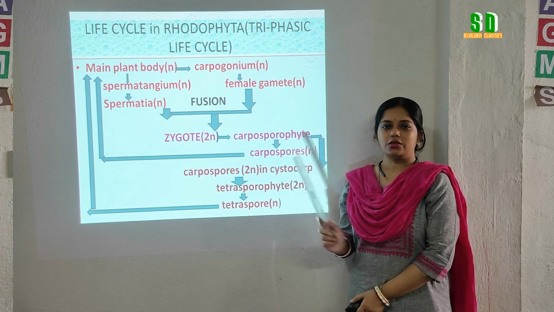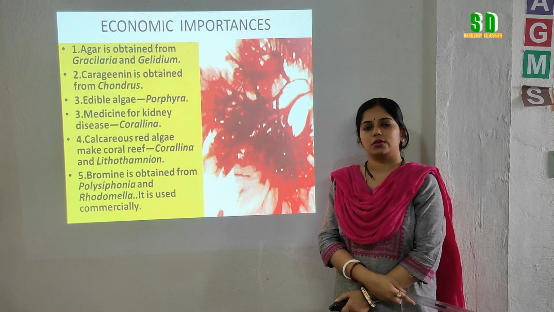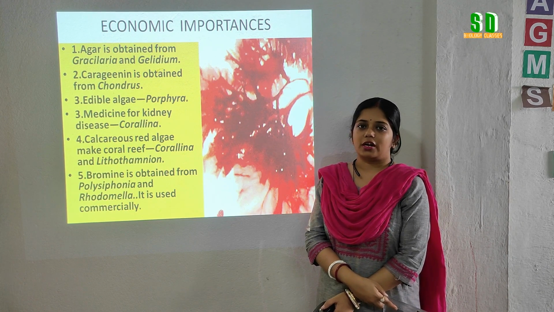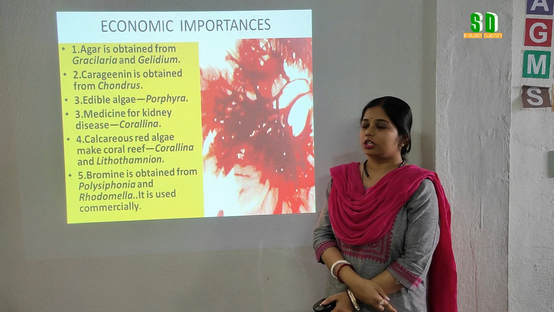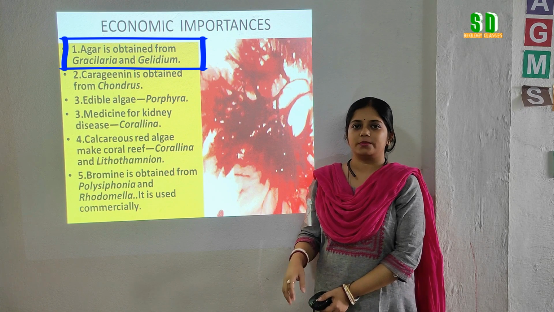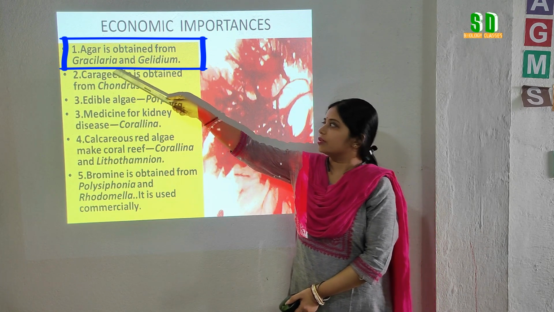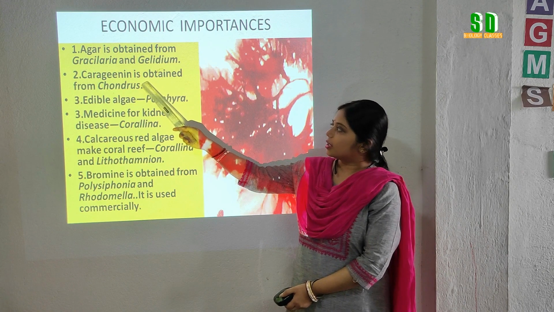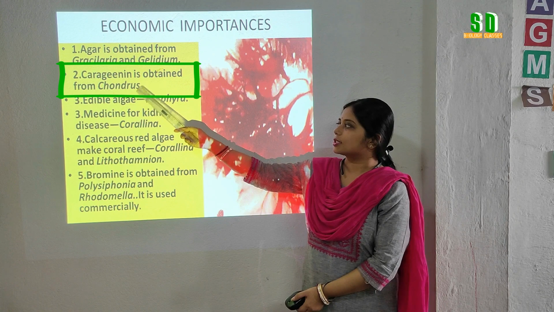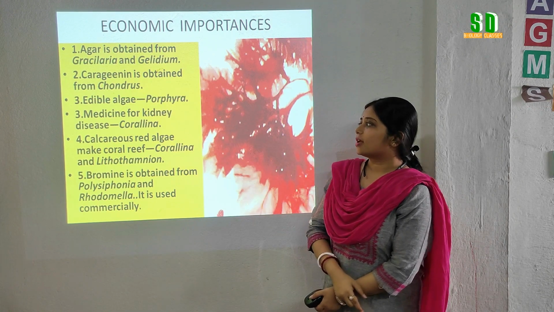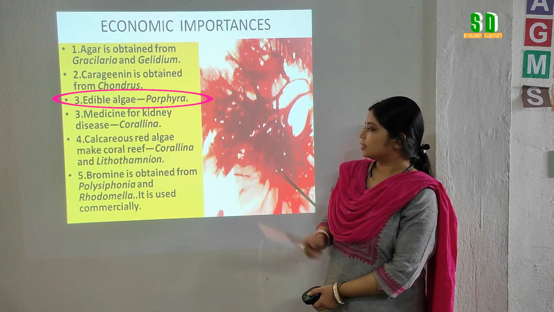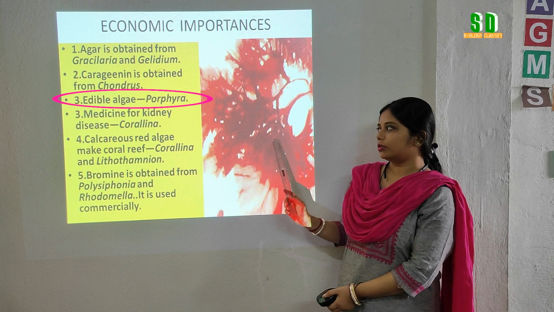Now we will talk about some of the economic importance in the members of Rhodophyta. Different members of Rhodophyta are economically very important. For example, agar is a gelatinous substance that is used as the culture medium, obtained from Gracilaria and Gelidium. Another important substance, carrageenan, is obtained from Chondrus. It is another member of Rhodophyta. Some members of Rhodophyta are also edible, like Porphyra. This is the picture of Porphyra. They are also red in color.